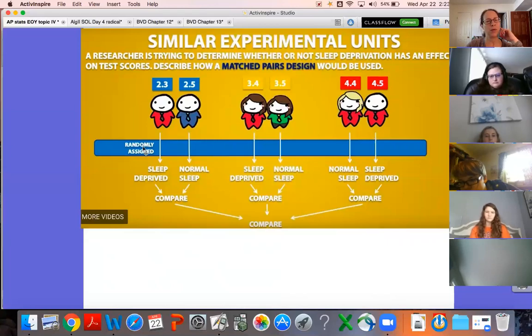And then this is one for people who are sleep deprived. If you were the same level of sleep deprived, one person would do one thing and the other person would do the control, and then you compare, and then you have another level of sleep deprivation and a third level. So you can see you're matching people who have the same characteristics, and setting one as the control, the normal, and the other gets the treatment.